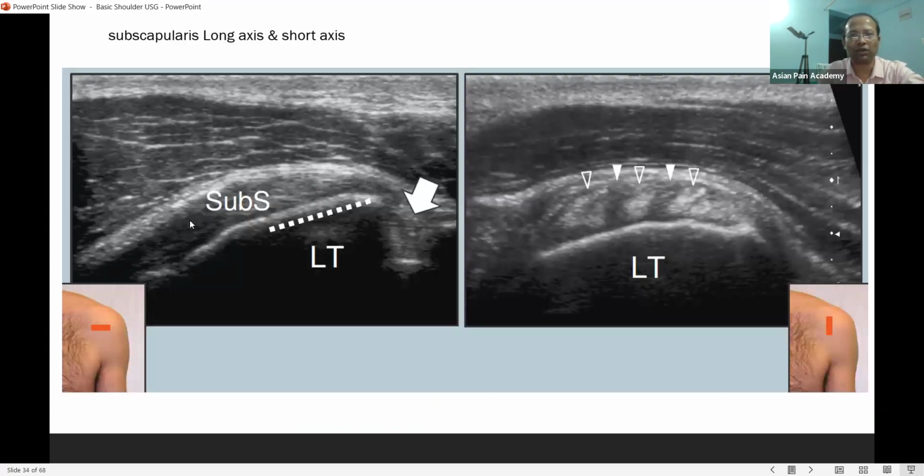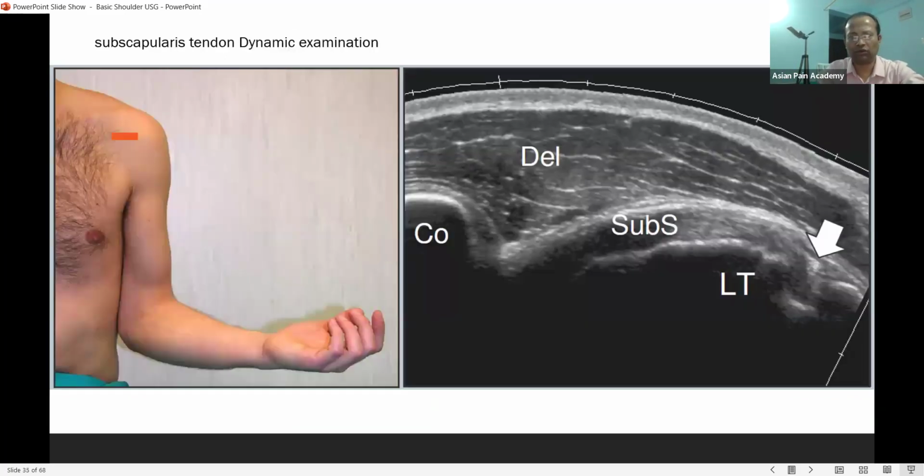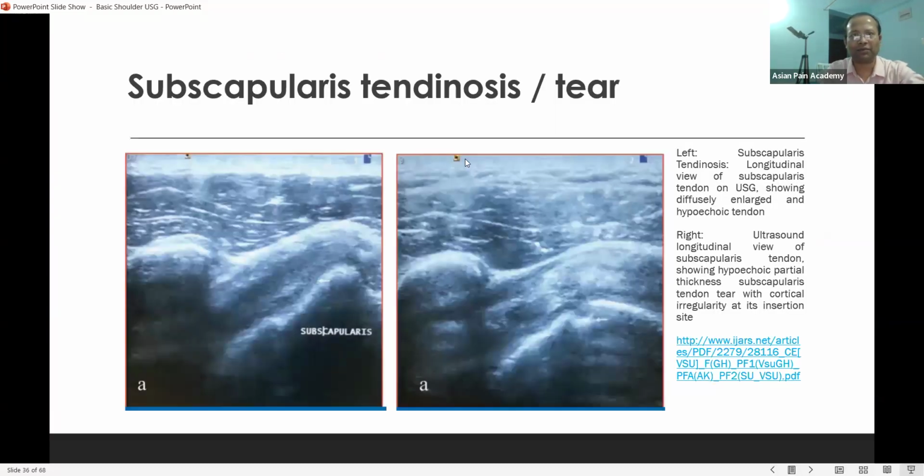Subscapularis, I have already shown you the whole tendon in this way. Of course, this short axis I have not shown. The dynamic examination, I already told you. When it is externally rotated, that means you are pulling some part of the tendon. Subscapularis tendon, as I told you, we will see whether it looks normal or not.